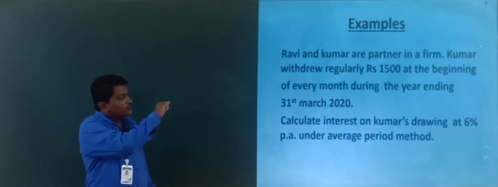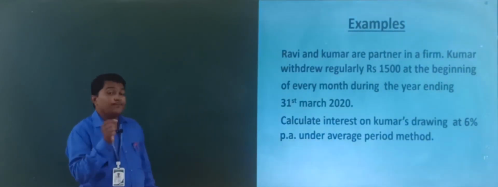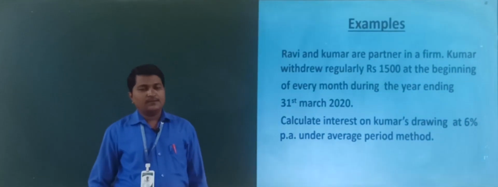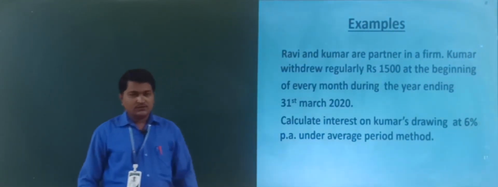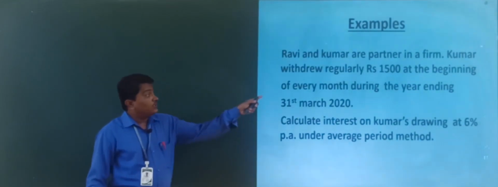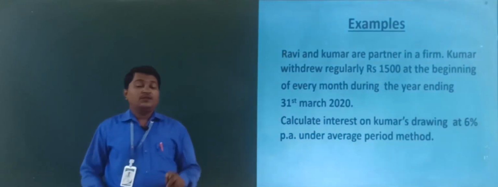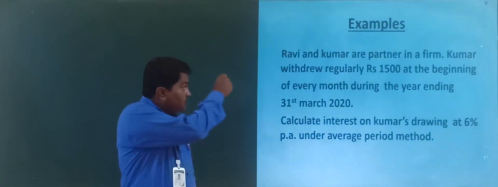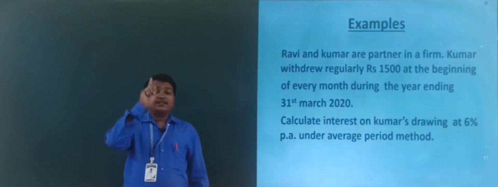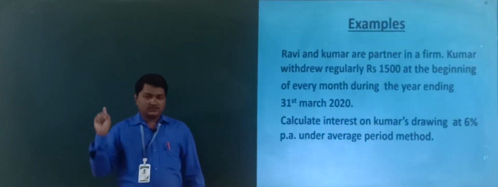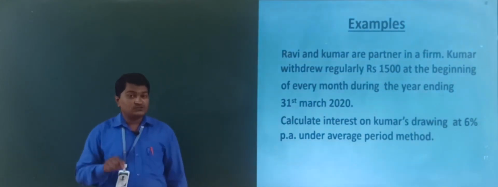So Kumar withdrew regularly rupees 1500 at the beginning of the month, for every month during the year ending 31st March 2020. It means Mr. Kumar withdrew rupees 1500 at the beginning of every month, up to where? For the year ending 31st March 2020.